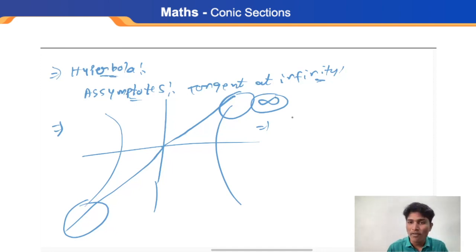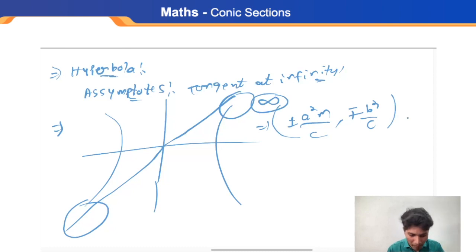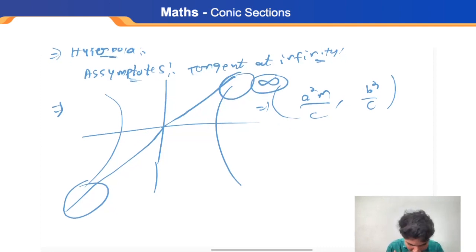So what is the point of contact? It will be plus or minus a square m by c comma minus or plus b square by c. Yes, this is the point of contact, but this is the point of contact for ellipse. In the hyperbola, there is no plus or minus. We can take the direct answer, that is, a square m by c comma b square by c. What is c here? c is equal to root of a square m square minus b square.